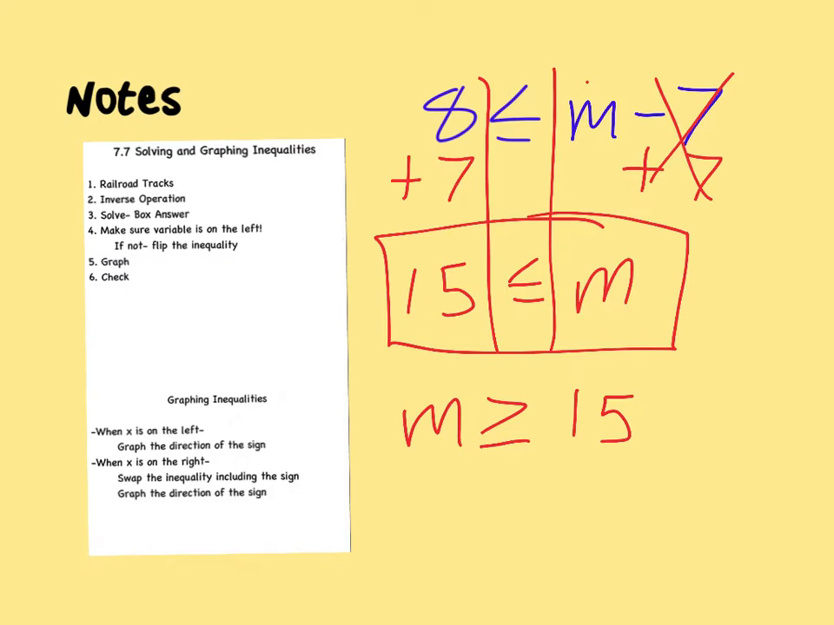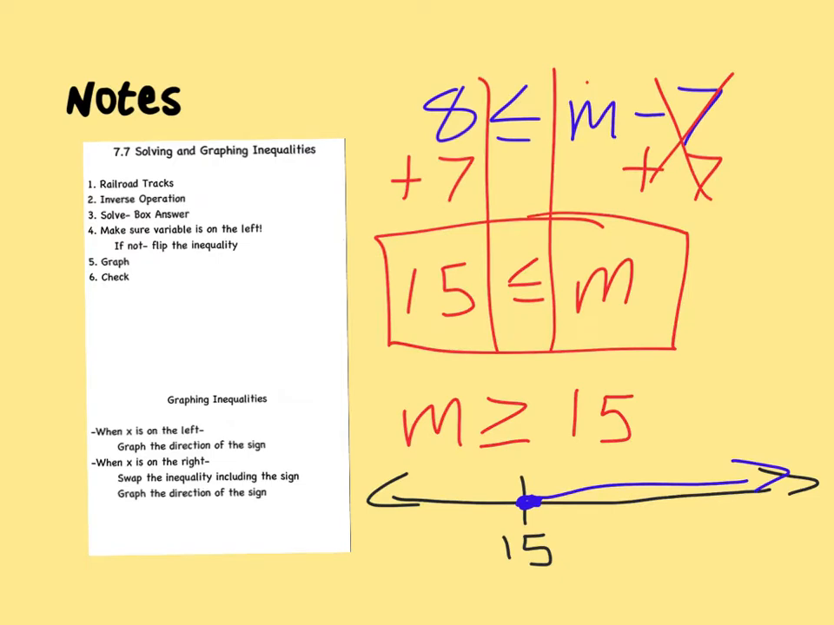Now, we are going to graph this. And here is our little number line. Let's say that 15 is right here. And it is a closed circle because we are dealing with an equal sign. So it's a closed circle at 15. And then our arrow is going to go that way.